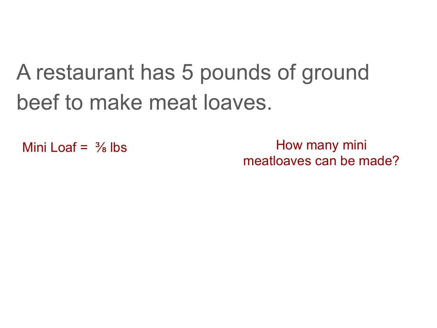A restaurant has 5 pounds of ground beef to make meatloaves. A mini meatloaf takes 3/8 of a pound. How many mini meatloaves can I make? So I'm going to take that 5 pounds and I'm going to divide it into pieces that are the size of 3/8. So I'm going to change this to a fraction and then use my rhyme. Dividing fractions is easy as pie. Just flip the second and multiply. Top times top, bot times bot. 3 goes into 40, 13 times, that's 39. Subtract, I have 1 left over 3. So I can make 13 1/3 mini meatloaves.